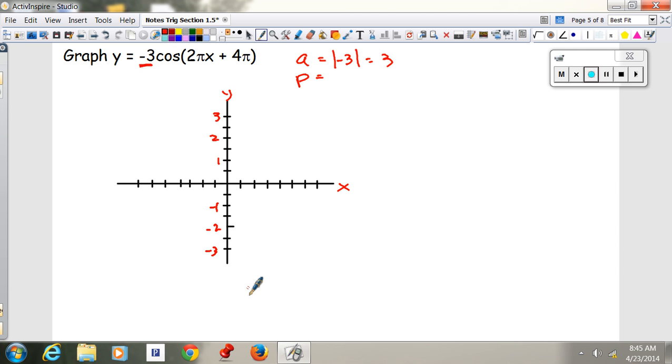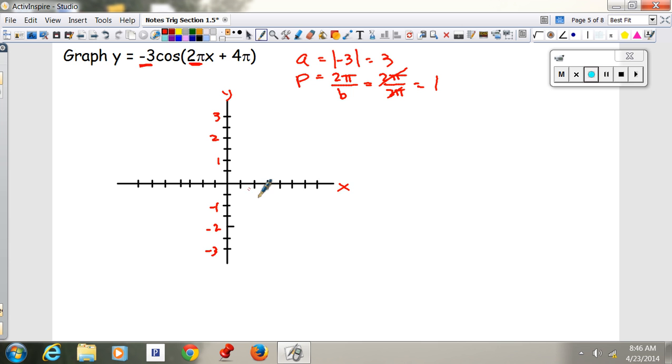Now the period is 2 pi divided by whatever b is. B was the coefficient of which one? The x. That's right, the coefficient of the x. Just find the x and see what's directly in front of x. So in this case, it's going to be 2 pi divided by 2 pi. That's just 1. These both cancel out. You get a 1. So our period is 1 radian.